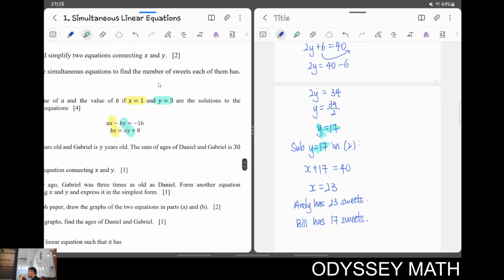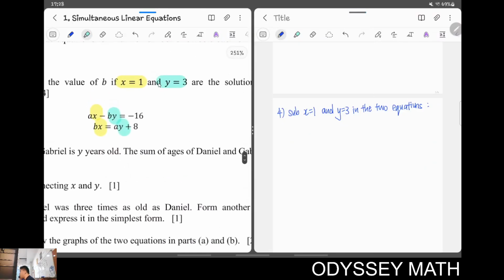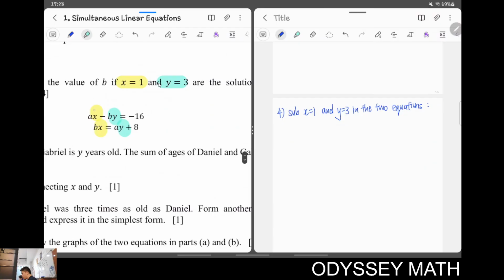If they say that they are the solutions, then you can say that. So write this down for question number 4. You say substitute x equals 1 and y equals 3 into those two equations. Do you agree? Because they are the solutions to the two equations, naturally it means that they have to satisfy the two equations. So if you see, we replace all the x in yellow over here with 1.